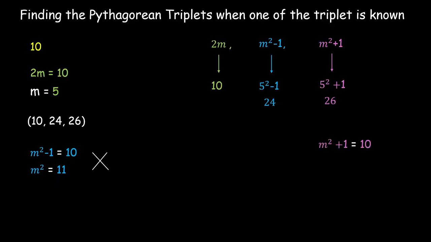This will give me m square equal to 10 minus 1, that is 9. 9 is a perfect square, so here m is root of 9, that is 3. It is an integer, so we can find triplets using this.